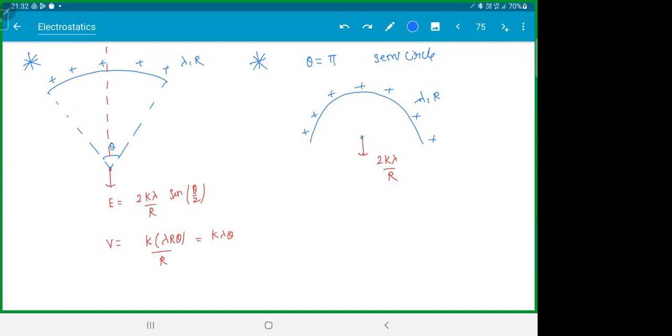Someone wants to try as a homework? You can give this a try. Suppose you have a semicircle, lambda is equal to lambda not sine theta. Lambda is not constant. Means the entire ring is having a variable charge. Find the field and potential at the center.